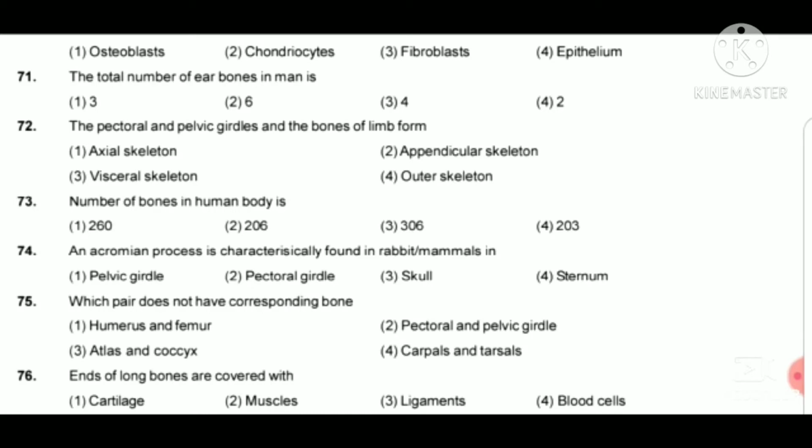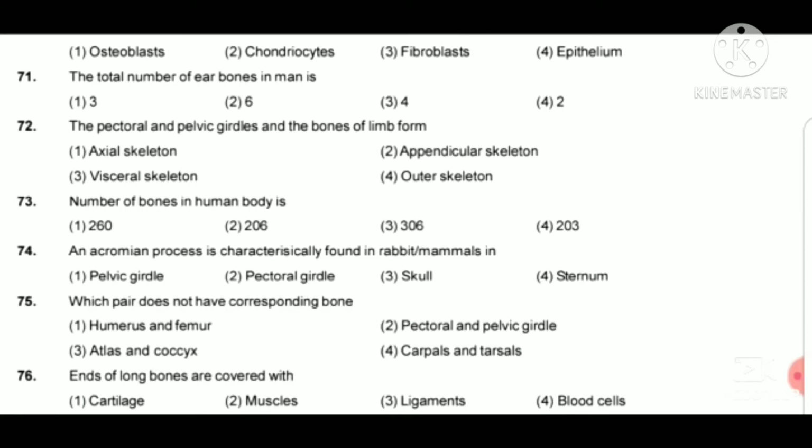Next is question number 72. The pectoral and pelvic girdles and the bones of the limbs form number 1, axial skeleton; number 2, appendicular skeleton; number 3, visceral skeleton; and number 4, outer skeleton. Now first, the axial skeleton. The axial skeleton consists of the bones of the skull, vertebral column, and thoracic cage.